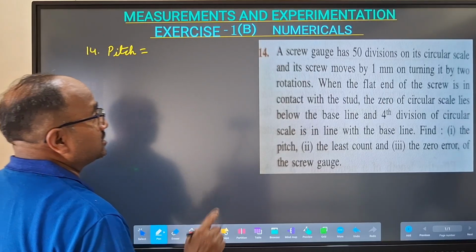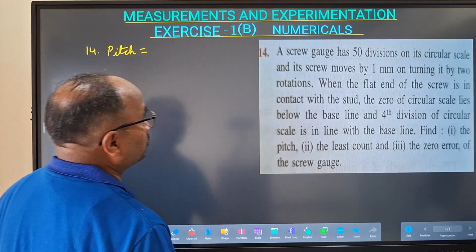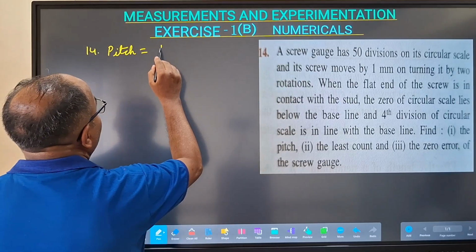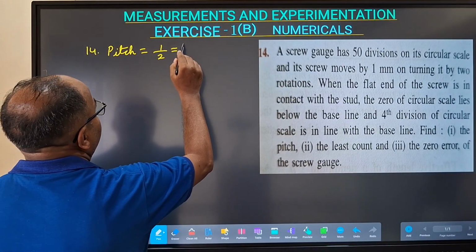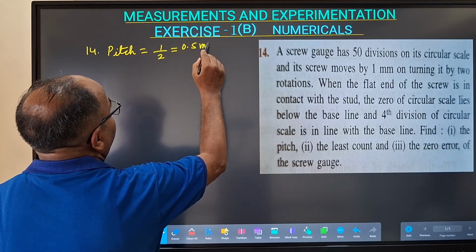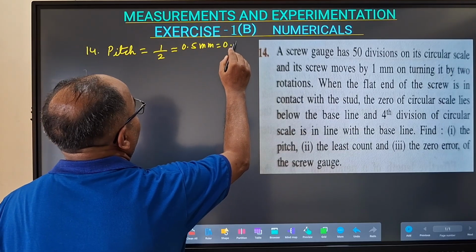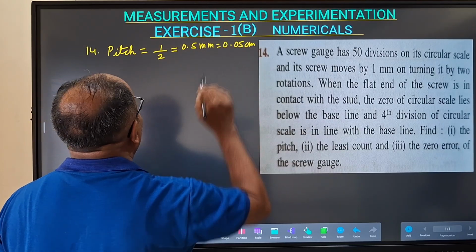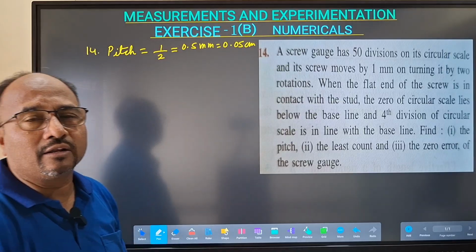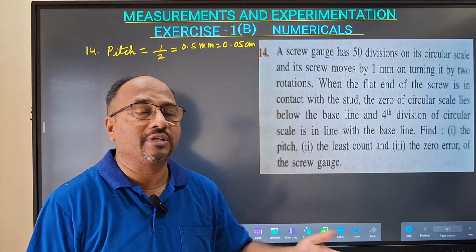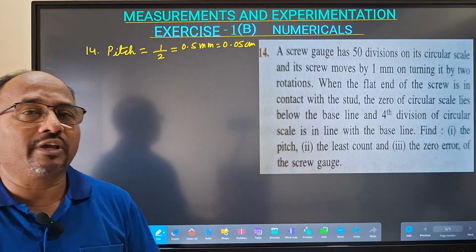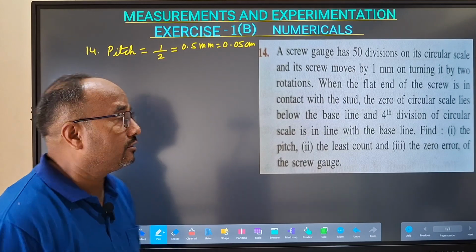So pitch is the distance moved in one rotation. It is in 2 rotations, 1 millimeter. So 1 by 2, which is 0.5 mm, or to say 0.05 centimeter. I always write in millimeter and centimeter both, because as it will be required further, we can get whichever one is required. Okay.